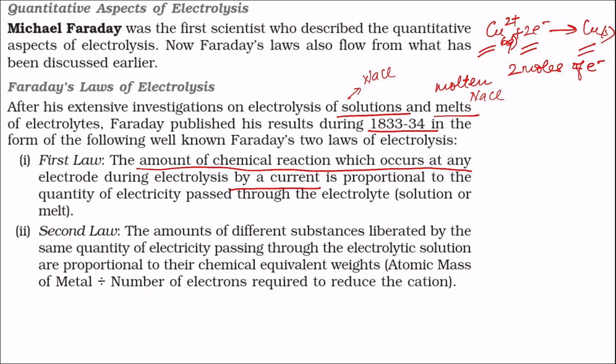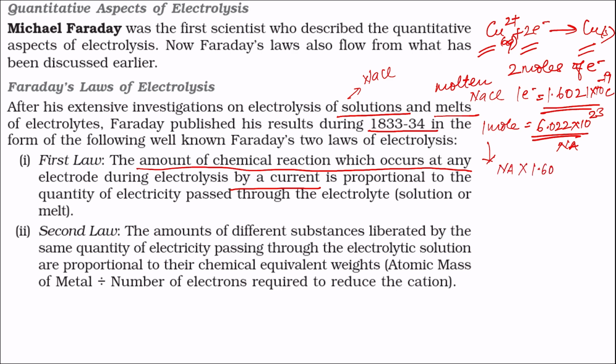Now the charge carried by 1 electron is 1.6021 × 10^-19 coulomb. 1 mole of electrons means 6.022 × 10^23 electrons, and this is Avogadro's number. Therefore, the charge carried by 1 mole of electrons will be Avogadro's number multiplied by the charge carried by 1 electron.